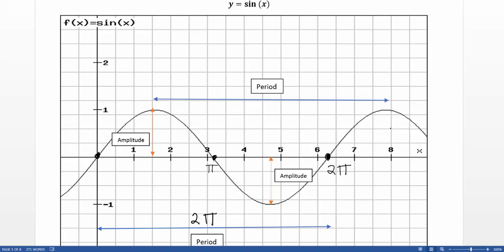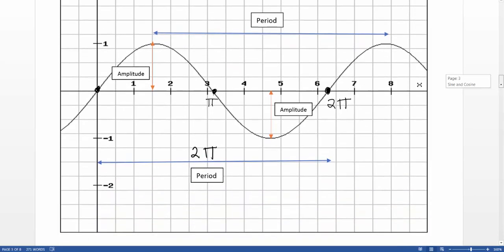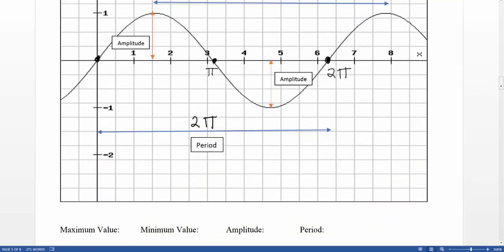Again, the maximum value is going to be 1, the minimum value is going to be negative 1, which gives us an amplitude of 1, and then the period will be 2 pi.